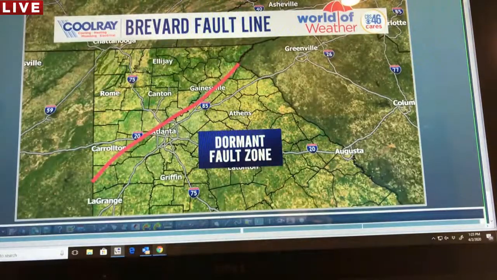Now, I do want to talk about a dormant fault zone because we actually have a fault zone here right along Georgia, and it really goes right along where Georgia 400 and 285 meet.